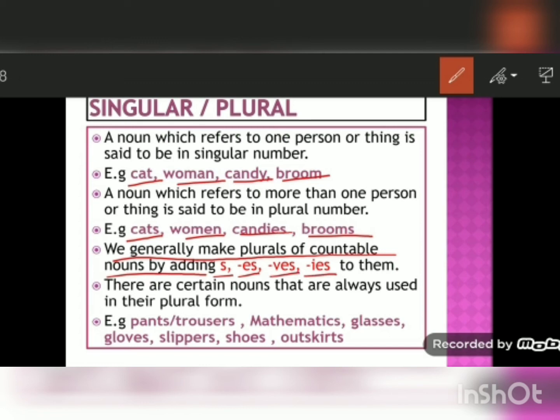There are certain nouns that are always used in plural form. So there are also certain nouns which are always used in its plural form, like pants or trousers, mathematics, glasses. Glasses here means spectacles. You can say spectacles or glasses. Gloves, slippers, shoes, outskirts. So these are the examples of certain nouns which are always used in plural form.